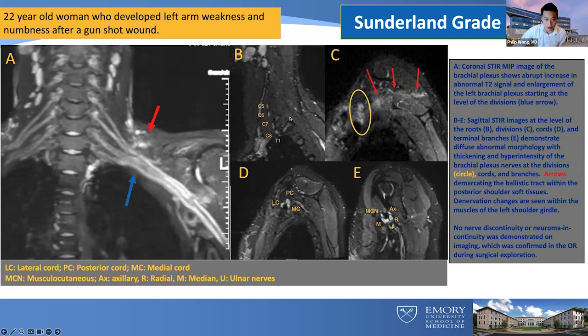And so here are the roots on here. These are normal. And the divisions are highlighted by the circle. You can see how they are there. They're just thicker, brighter, and there's a lot of surrounding edema signal that goes posteriorly where the ballistic tract is, highlighted by the red arrows. But there's no really thickened neuroma that's nodular, and there's no actual transection on the coronal STIR. So this was actually still just a Sunderland grade 2 or 3.